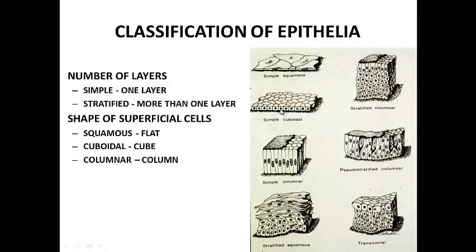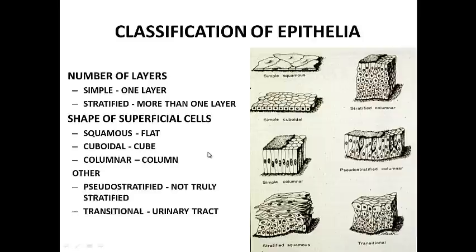If they're little boxes, we call them cuboidal. If they're columns, we call them columnar. And so you can have simple columnar, or as you see here, you can have stratified columnar. In stratified squamous epithelium, the cells on the surface are flattened, just like the simple squamous is.